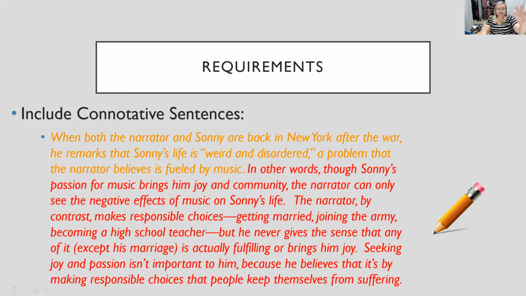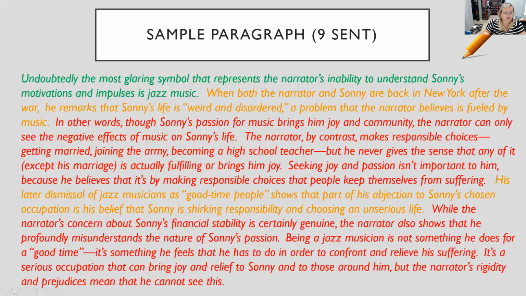So I'll give you a second to read that back over, but those red sentences are supporting my connotative sentences. Now, let's look at a sample paragraph altogether, if we were including two quotes followed by connotative sentences. So we have our topic sentence that we used at the very beginning. Undoubtedly, the most glaring symbol that represents the narrator's inability to understand Sunny's motivations and impulses is jazz music. So we're going to talk about that symbol.